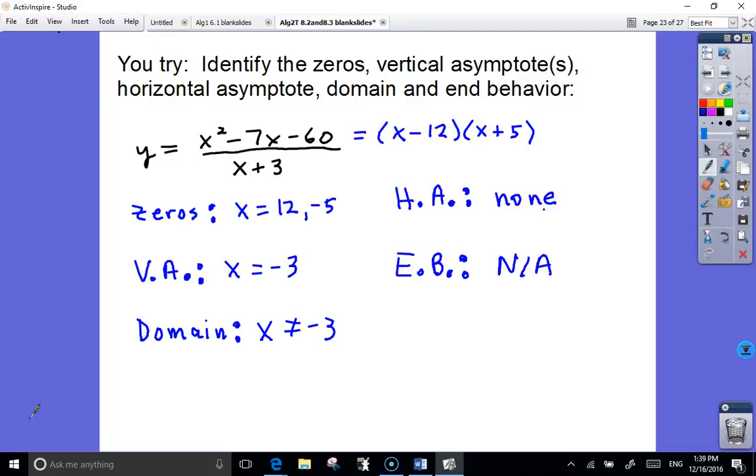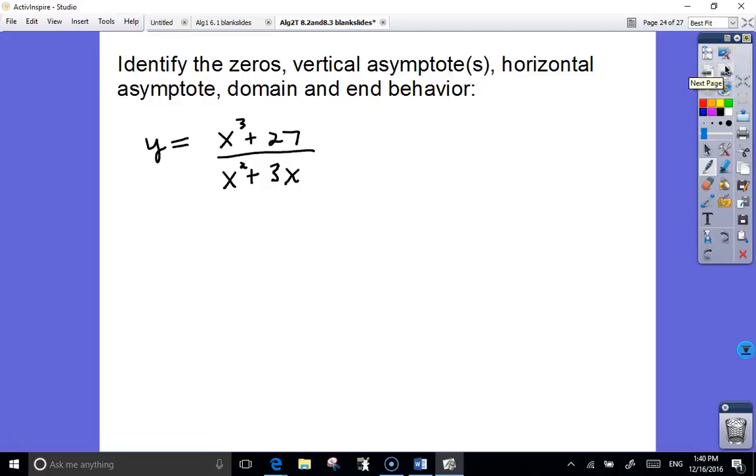Okay, now there's just one more I'm going to show you, and then we're done. Identify zeros, etc. So, numerator. I've got to find the zeros of the numerator. Can I factor x to the third plus 27? What kind of factoring pattern is it? Does 27 sound like a familiar kind of number? It's a cube, right? So it's x to the third plus 3 to the third. This is the sum of cubes.